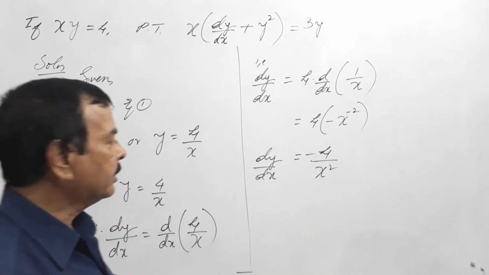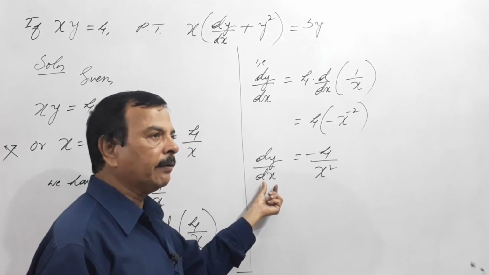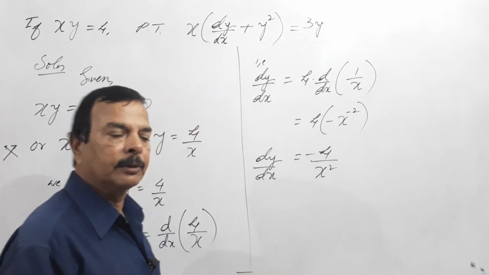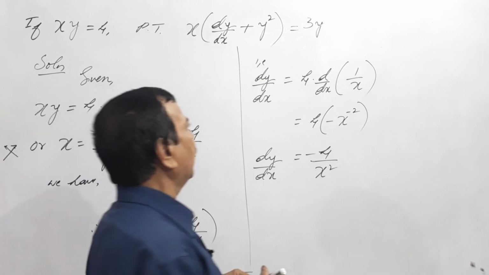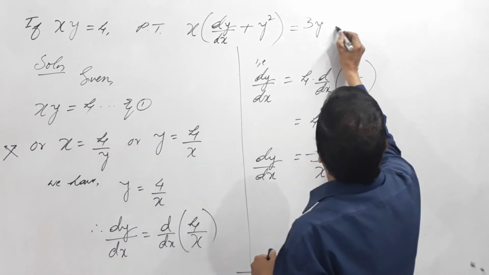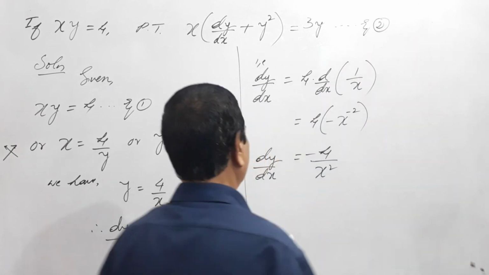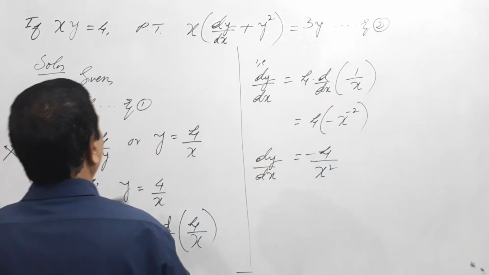So what we have to do is substitute the value of dy by dx in this equation. That is the only alternative left to you. I'll call this equation 2.